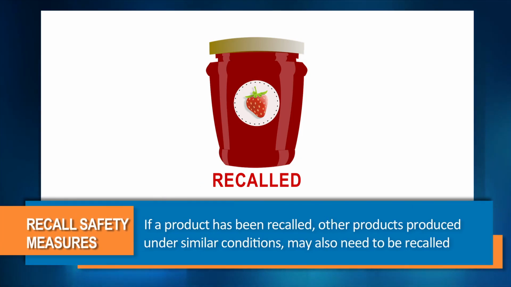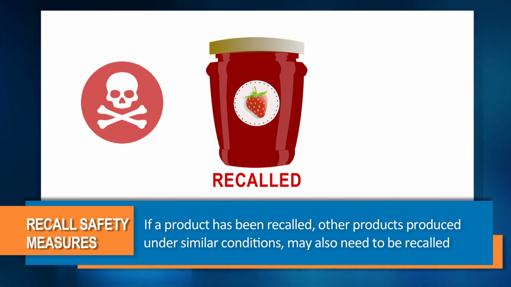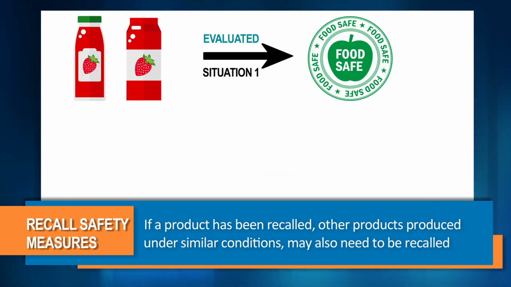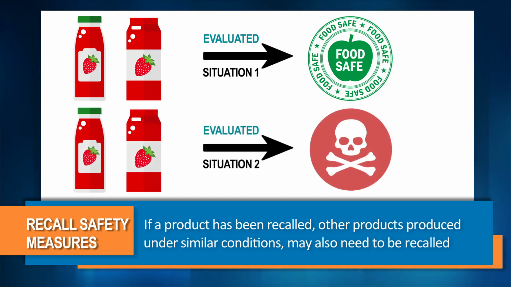In a situation where a product has been recalled because of an immediate health hazard, other products produced under the similar conditions may also present a hazard to public health. They shall also be evaluated for safety and may need to be recalled.